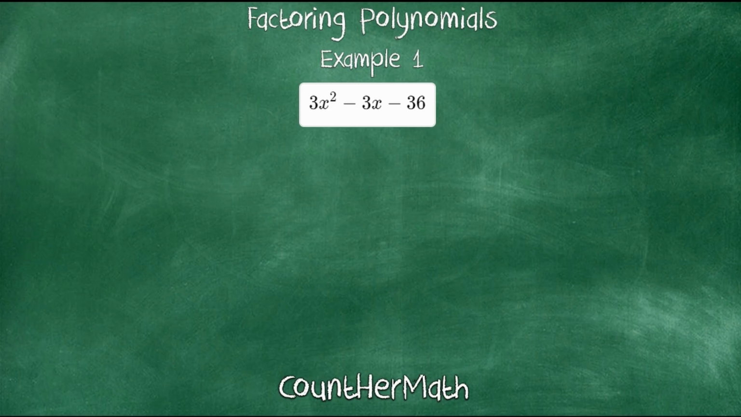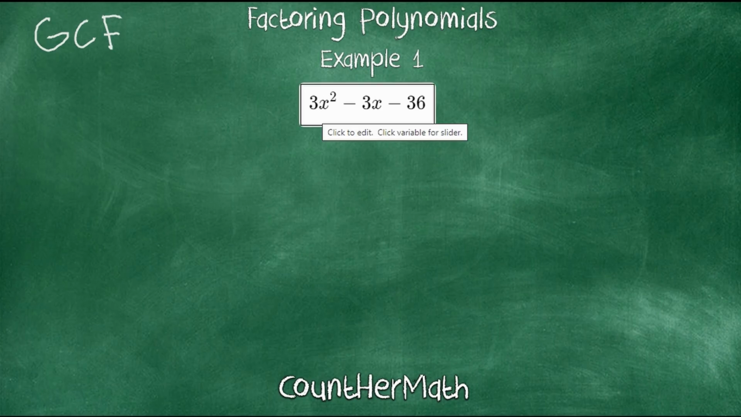Today we're going to factor this polynomial. So whenever we start a factoring problem, the first thing I need to look for is a greatest common factor. Is there anything in common with every term in this problem? So something in common with 3x squared, negative 3x, and negative 36. In this problem, we do have a greatest common factor, and that is 3. All of these terms have a factor of 3 within them.